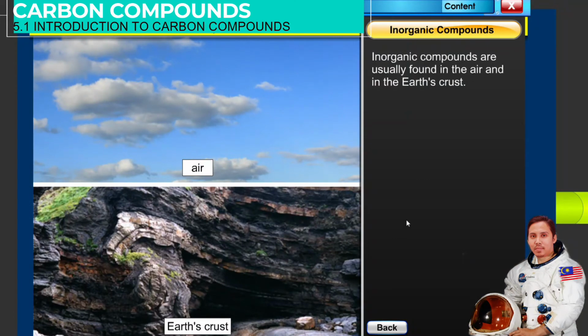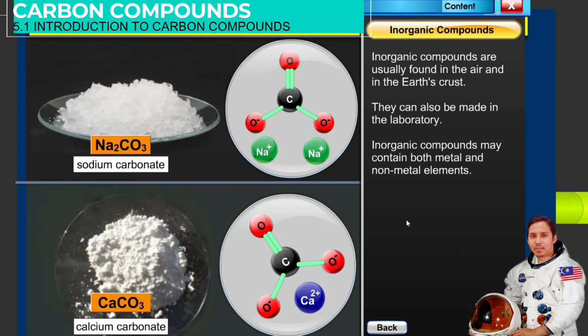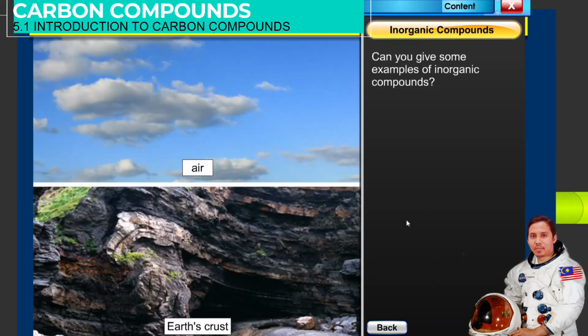Inorganic compounds are usually found in the air and in the Earth's crust. They can also be made in the laboratory. Inorganic compounds may contain both metal and non-metal elements. For example, metal elements are calcium or sodium, and the non-metal elements are carbon and oxygen. Inorganic compounds can be either metallic or non-metallic substances. Can you give some examples of inorganic compounds?